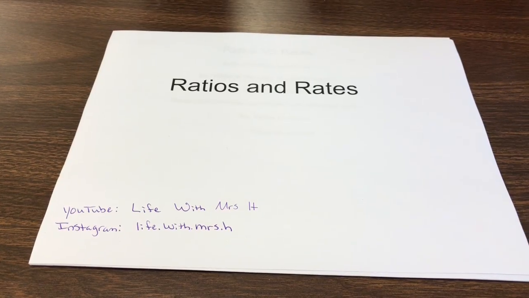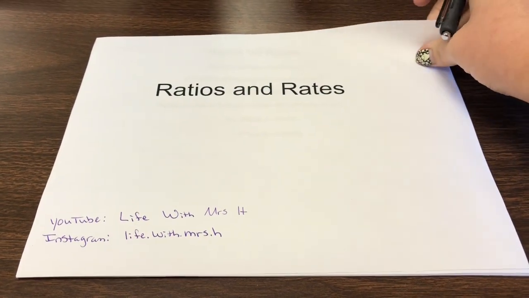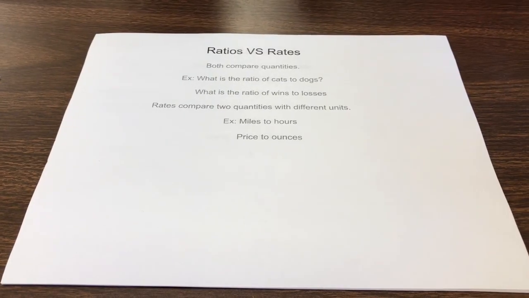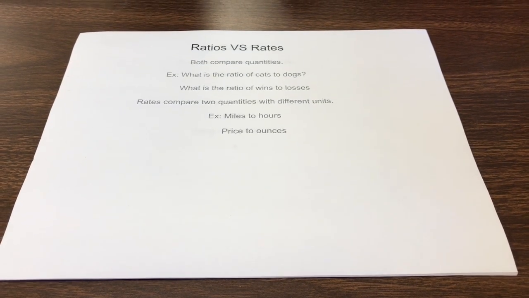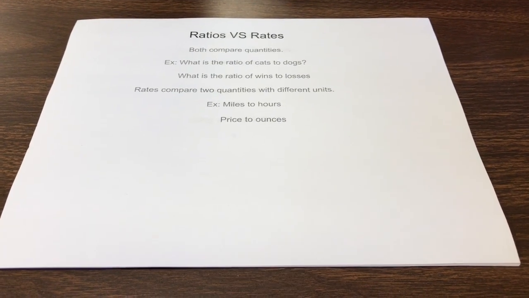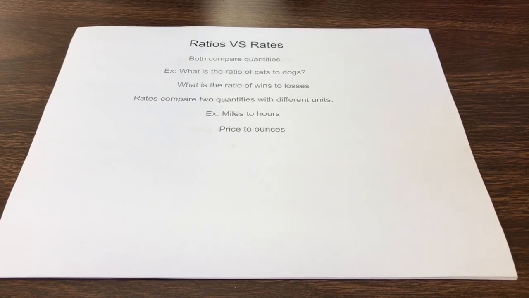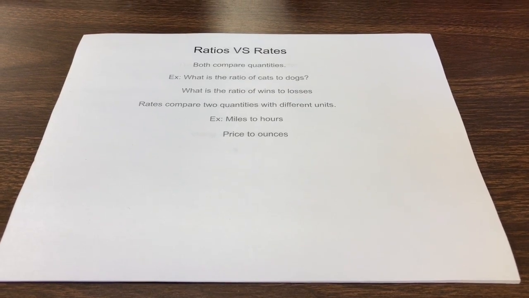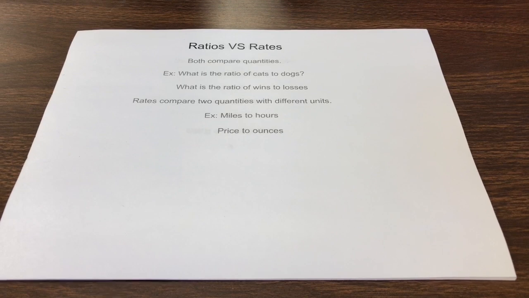So we are talking about ratios and rates today. Ratios versus rates both compare quantities. An example is what is the ratio of cats to dogs if they let you know a specific amount of cats, a specific amount of dogs. Sports is a huge place that you will see ratios. You will hear them say 3 and 0, wins to loss ratio.